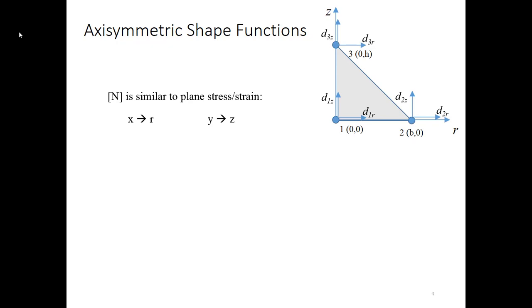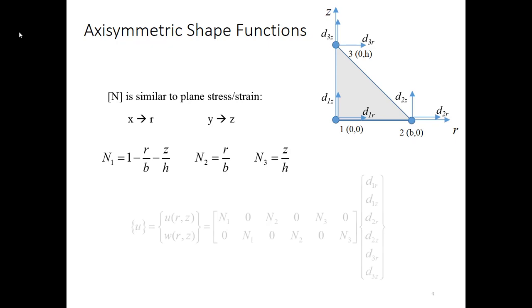In other words, if we simply change x to r and y to z, then the shape functions will be the same ones we would develop if we did it independently. So the shape functions for a right triangle element, not the general triangle, but just this right triangle like what I developed in the prior video, are the ones shown here.